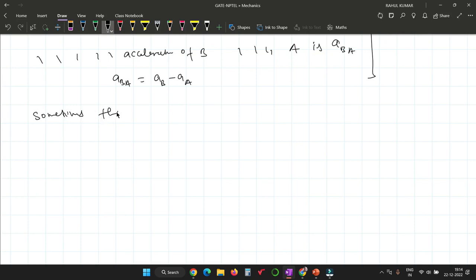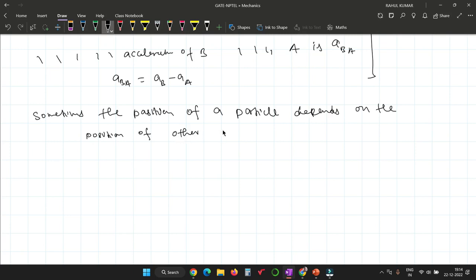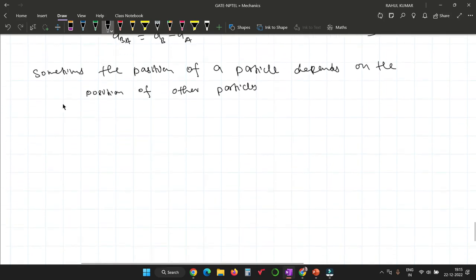Sometimes the position of a particle depends on the position of other particles. I will take one example. Suppose there is a pulley, and in this pulley there is a mass A.